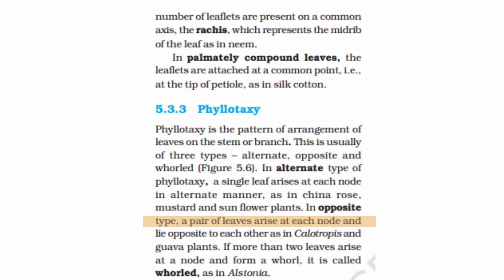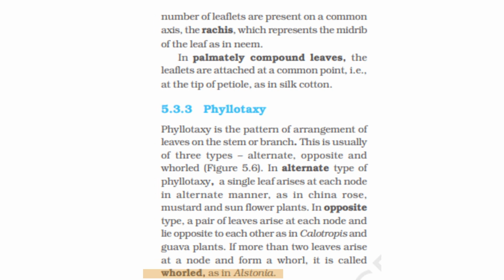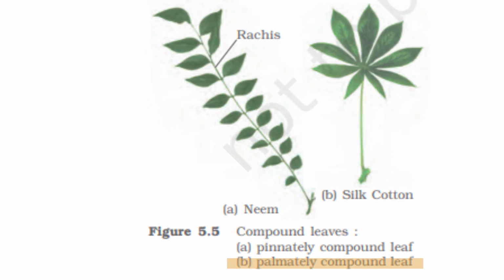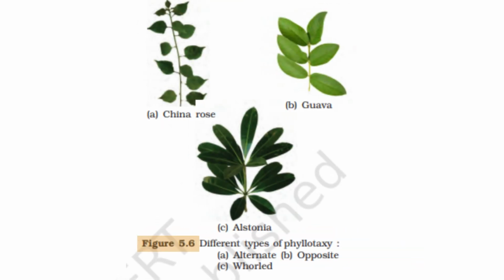In an opposite type, a pair of leaves arise at each node and lie opposite to each other, as in calotropis and guava plants. If more than two leaves arise at a node and form a whorl, it is called whorled, as in Alstonia. Figure 5.5. Compound leaves. A. Pinnately compound leaf. B. Palmately compound leaf. Figure 5.6. Different types of phyllotaxy. A. Alternate. B. Opposite. C. Whorled.